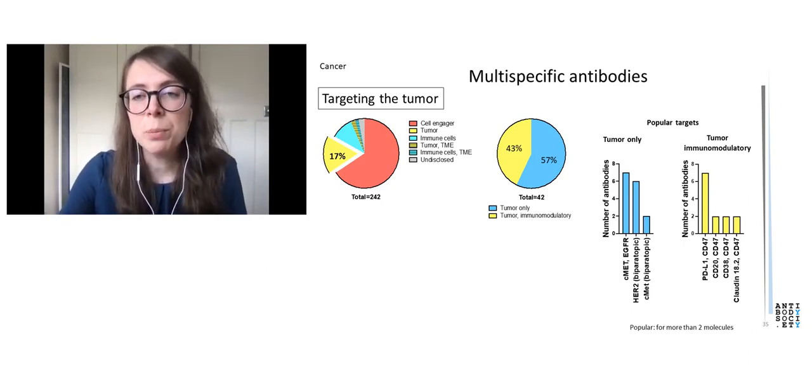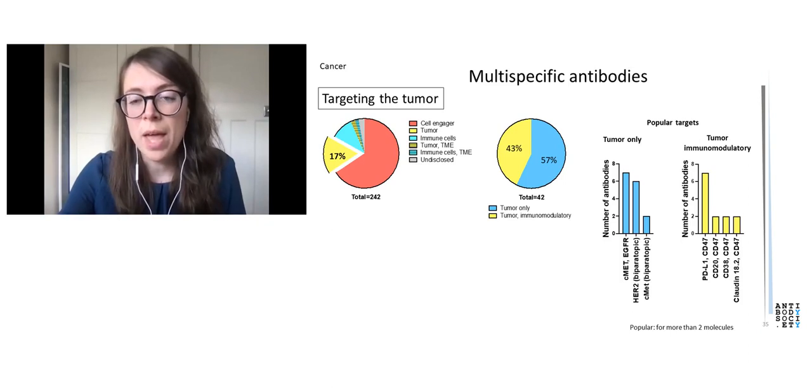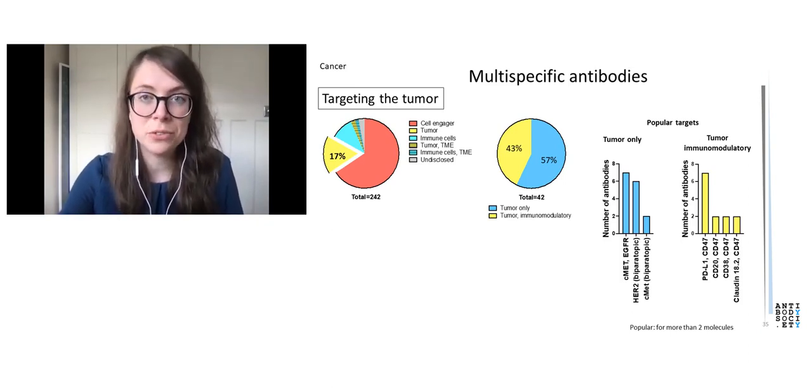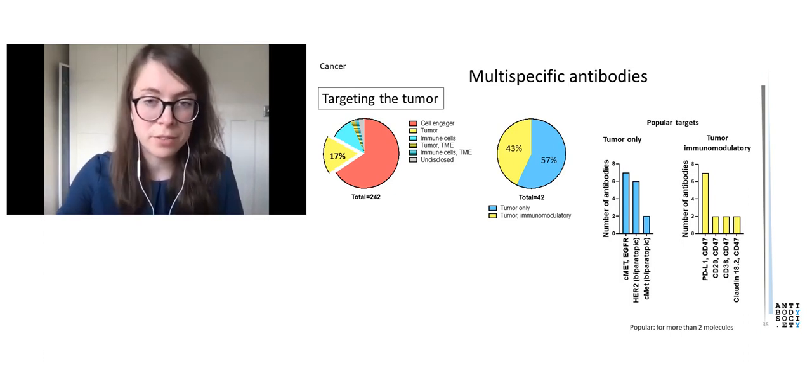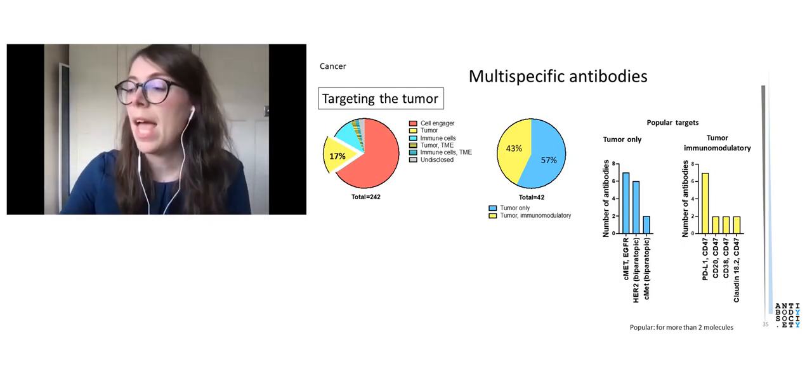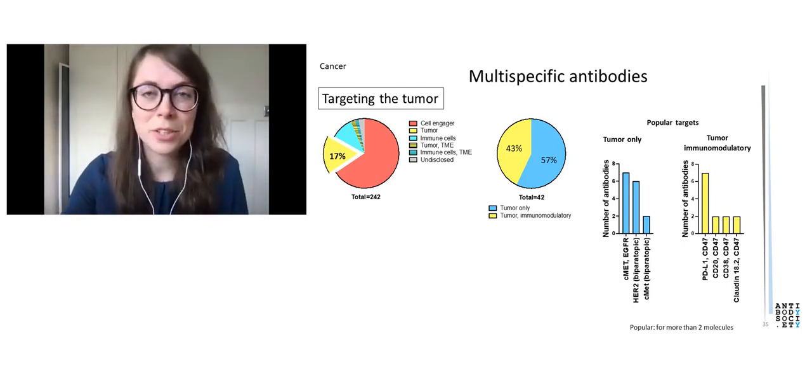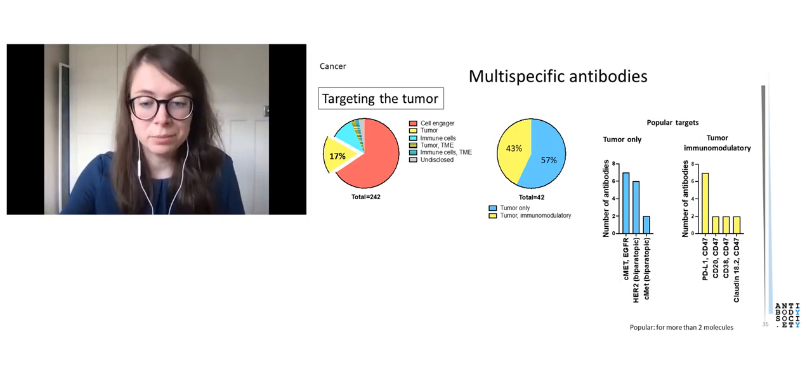In the group with immunomodulatory effect, this scenario is different. So we have combinations of targets all involving CD47, and the most frequent one is PD-L1 and CD47. And as a reminder, CD47 is a molecule that if you block it, you abrogate the don't eat me signal.